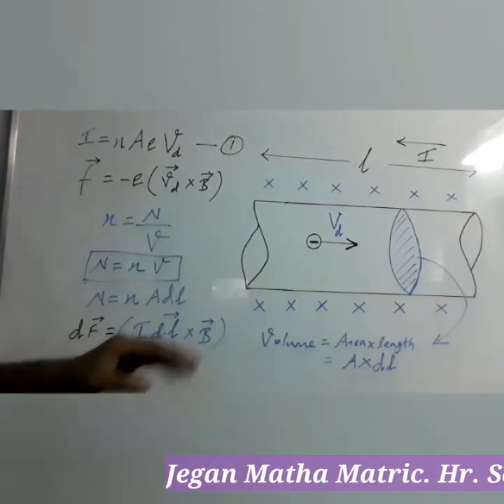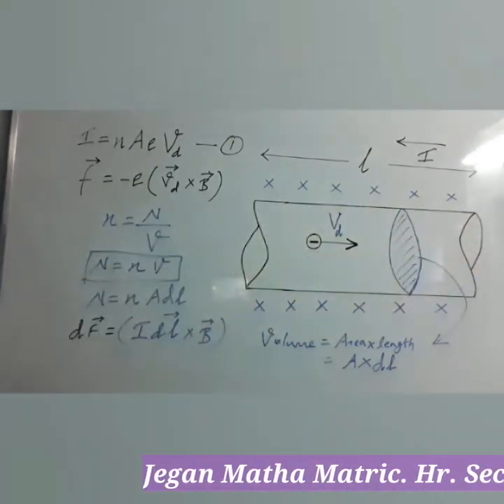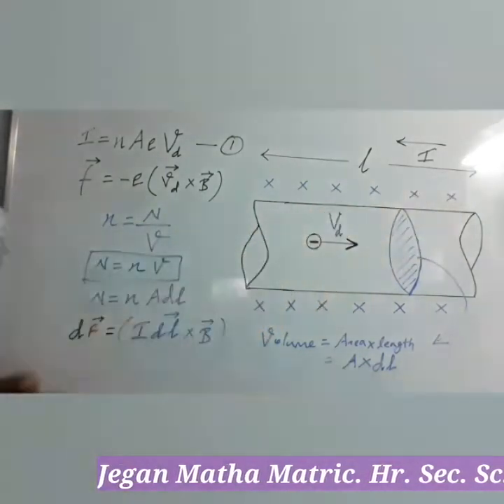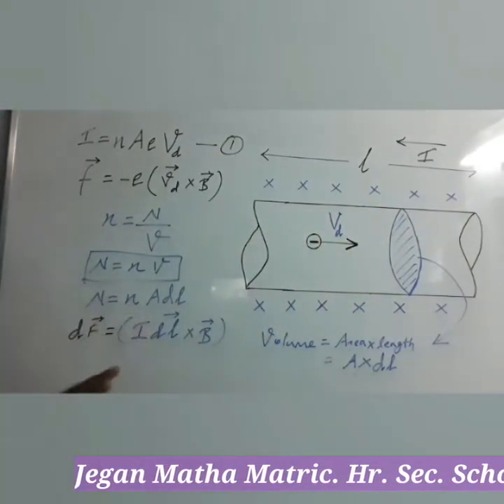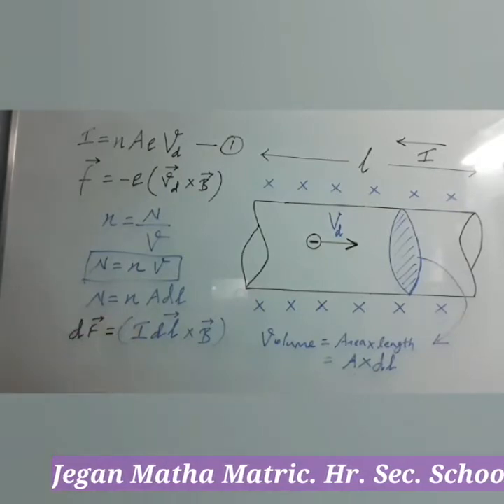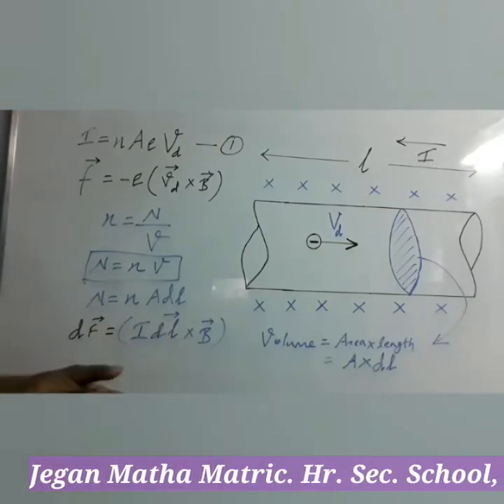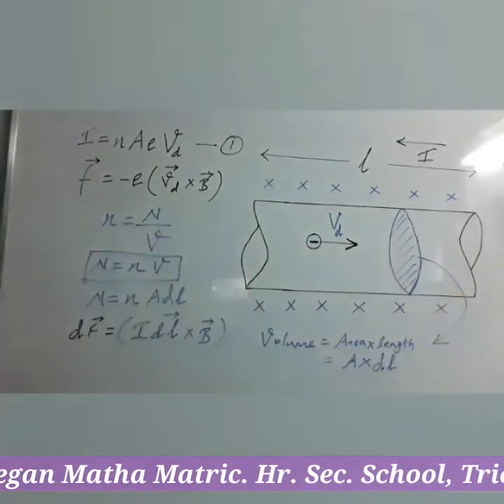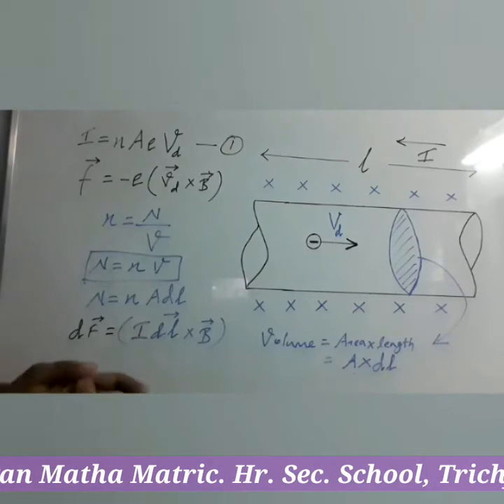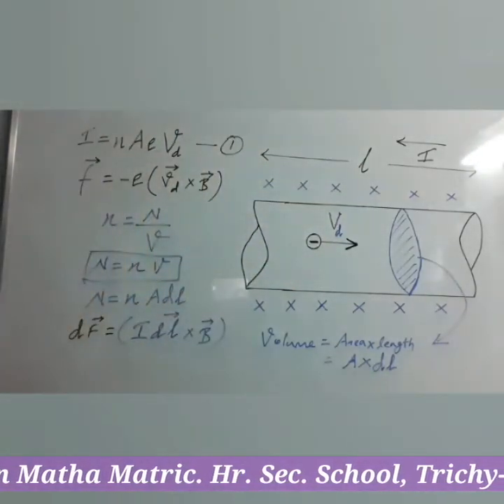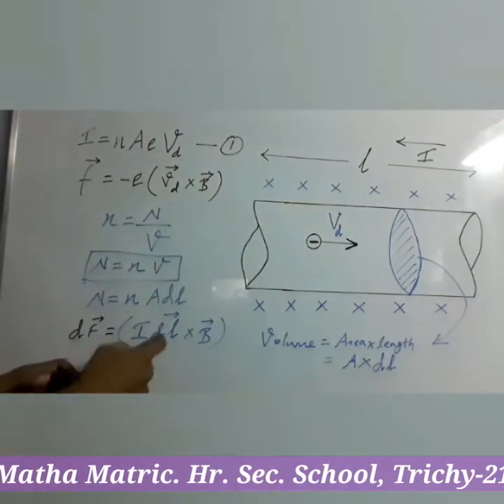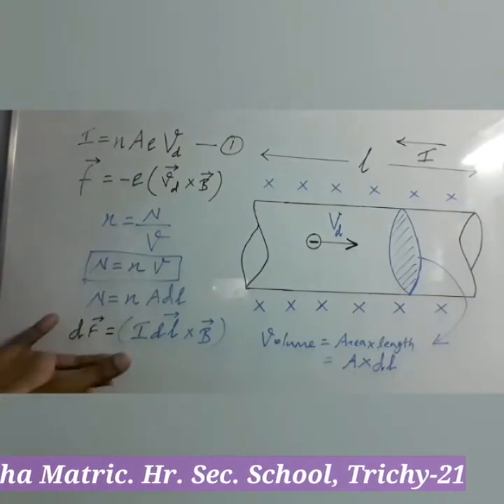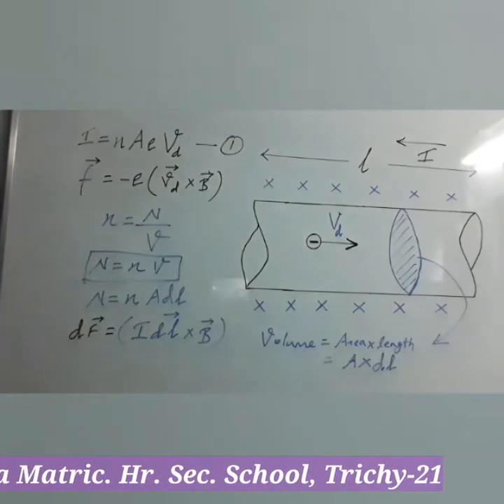We need the total force experienced by this current carrying conductor. For that we need the total force experienced by all the electrons in a conductor. For that, instead of the length dl, which is the length of the small segment, we have to substitute the total length of the conductor, that is small l. That is nothing but the total force experienced by all the electrons in the length L, that is equal to the total force experienced by that conductor.